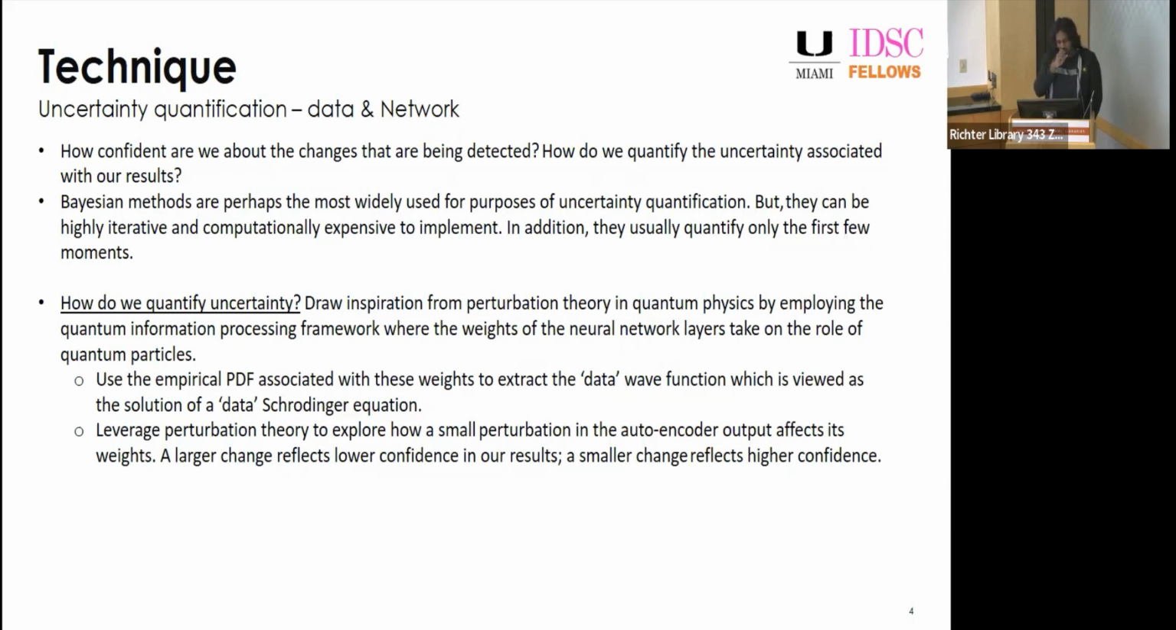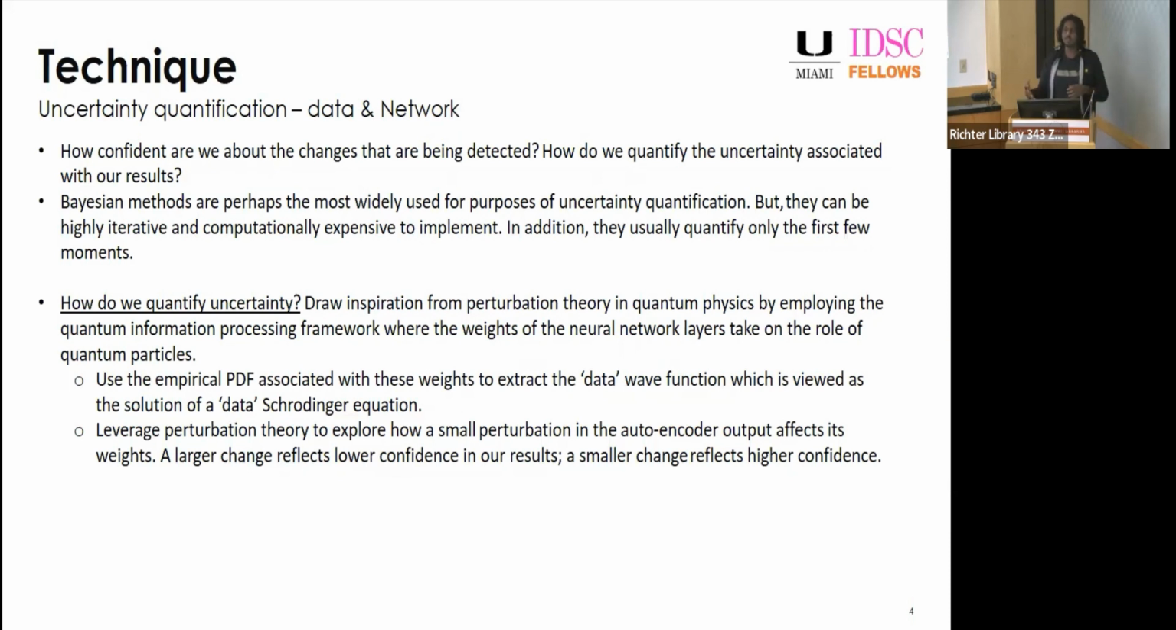In order to do this, we'll be borrowing some knowledge from quantum physics. We'll be trying to solve Schrödinger's equation, where the input for the equation would be our empirical PDFs we would be getting from the data, as well as the models, the neural network weight architectures too. Once we solve Schrödinger's equation, we should be able to leverage perturbation theory and explore how a small perturbation or a small change in the data set itself would change the output drastically.